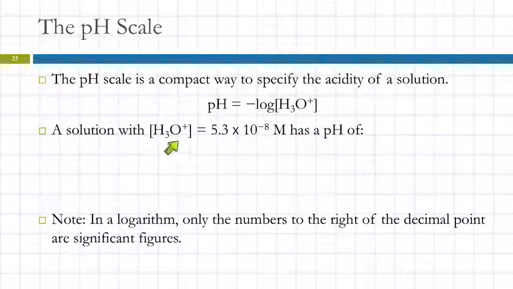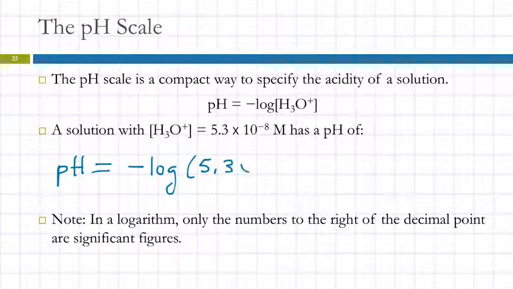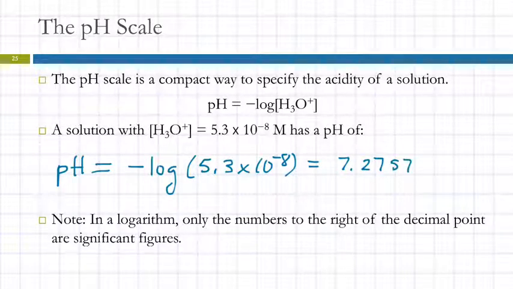So if we have a hydronium ion concentration that's 5.3 times 10 to the minus 8, and we want to know what the pH is. 7.27, or 7.3. So we put the concentration in there. We take the negative log. I appreciate you doing that for me, but I still have to do it myself. Well, it's always good to do things twice, right? So my calculator shows me 7.2757, and so on.